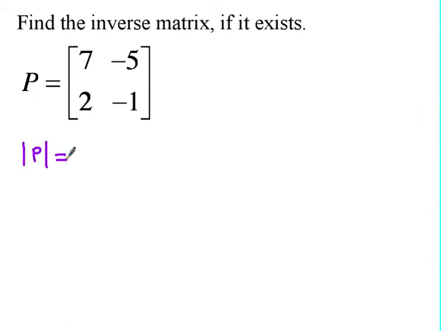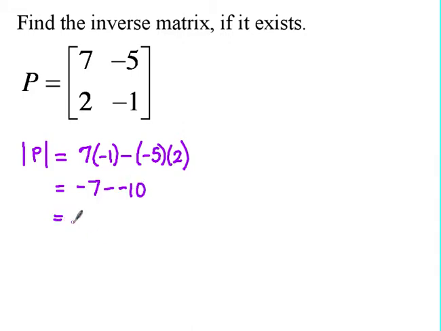The determinant of P is A times D, so in this case, 7 times negative 1, minus B times C. That's AD minus BC. So what is 7 times negative 1? Negative 7 minus, what? Negative 10. So what does your determinant come out to be? 3.